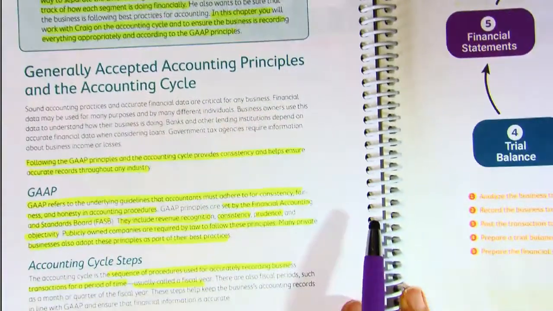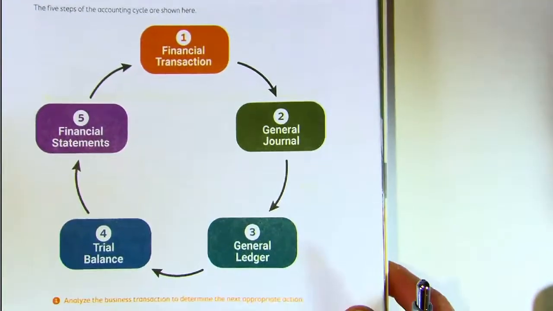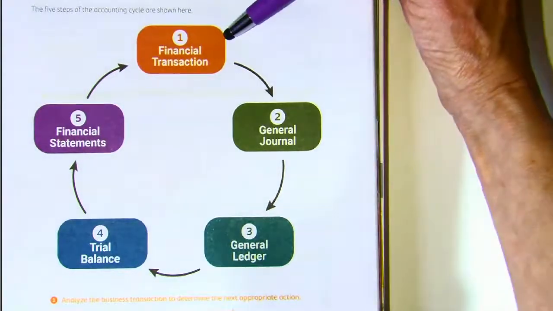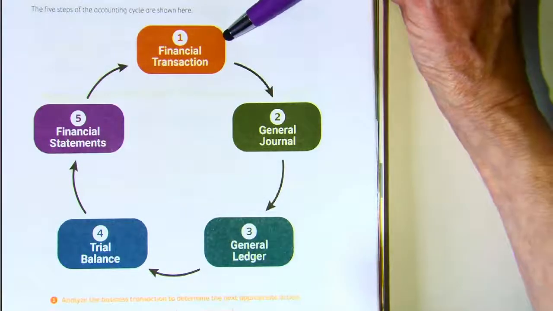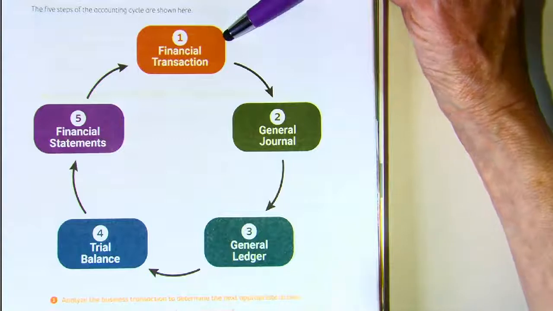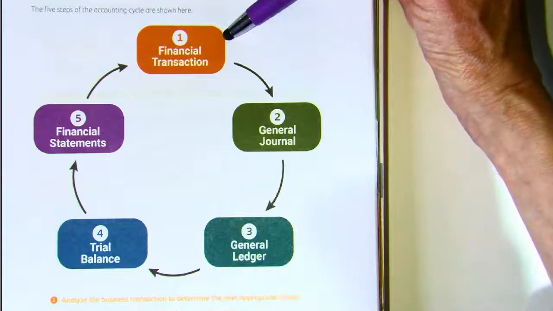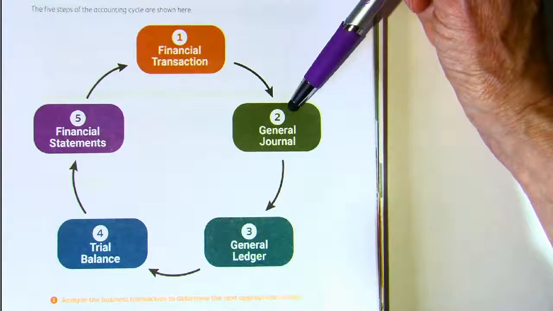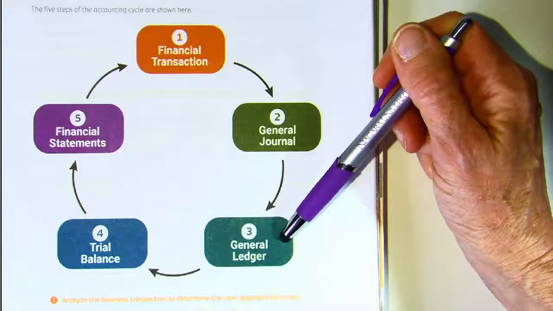Okay, so now let's take a look at the accounting cycle steps. And you're familiar with these from Accounting 116. First of all, we have the financial transaction that takes place. Remember, a transaction is a business activity that affects the accounting equation. So first we analyze the business transaction to determine the next appropriate action. In other words, what accounts are affected and by how much. Then we record those business transactions in the general journal. And then in step 3, we post from the journal to the general ledger.